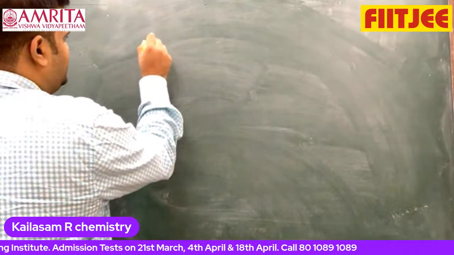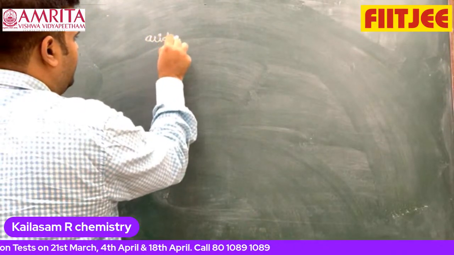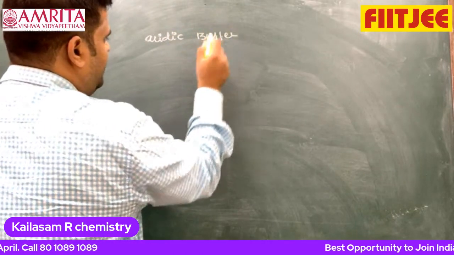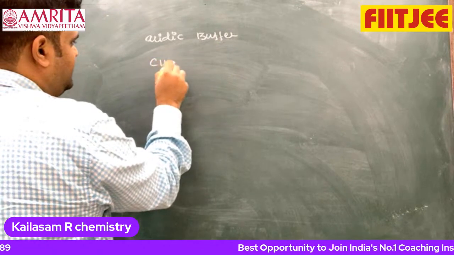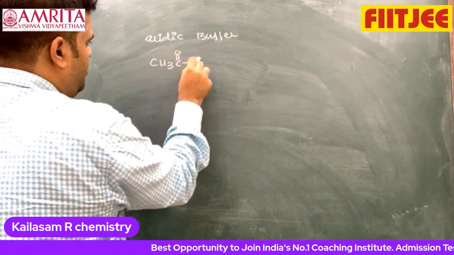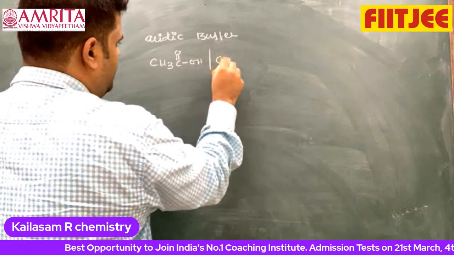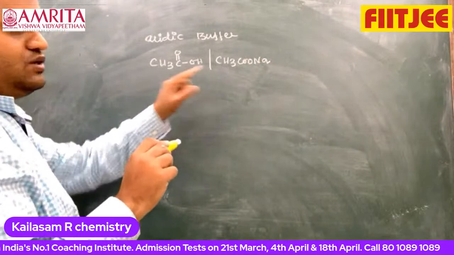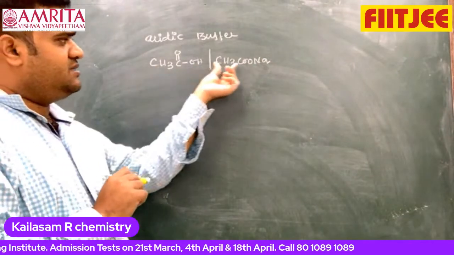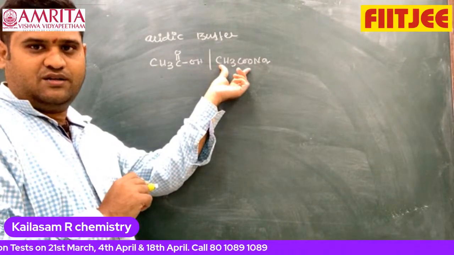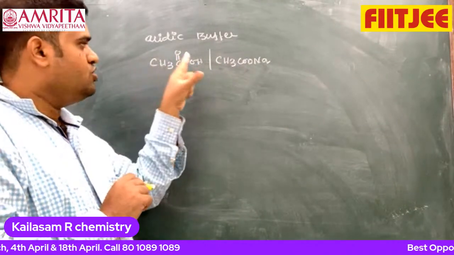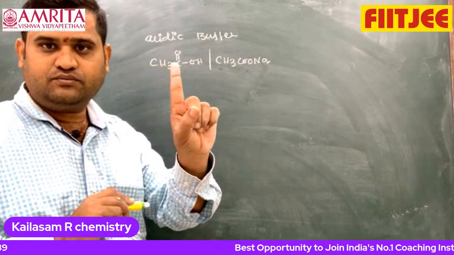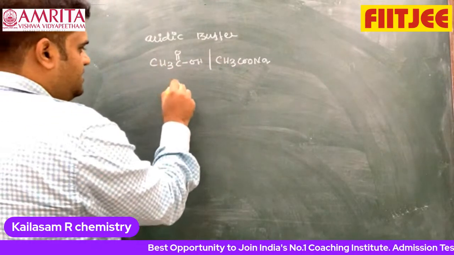Look at this, I am writing acidic buffer. Let us take the example of the weak acid CH3COOH. See, look at this. This is in solution. That means CH3COO minus is called the conjugate base of acetic acid. So this is acid, this is conjugate base. They differ by one proton.